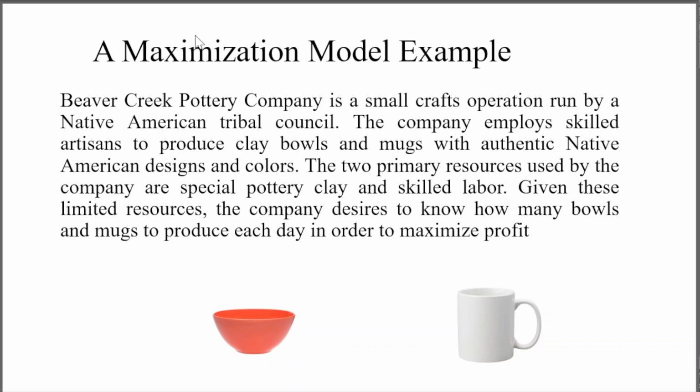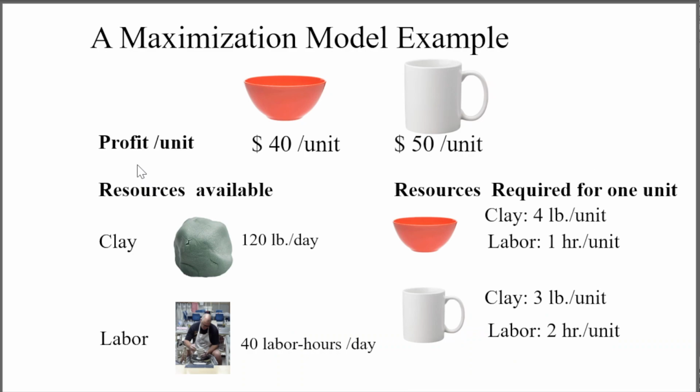So we want to know how many mugs and bowls should be produced so that we can get the maximum profit. So here is the data. You can see in the data set, let's say if they produce one bowl, they can get a profit of $40. If they produce one mug, they can get a profit of $50 per unit, and they have 120 pounds of clay per day, and they have 40 labor hours per day.